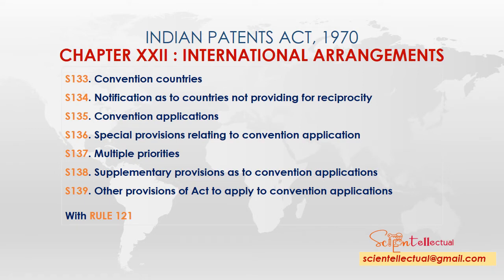In this video, we are discussing a few more sections under the Indian Patents Act 1970. The chapter is 22, International Arrangements, and the sections are section 133 to 139 along with rule 121.